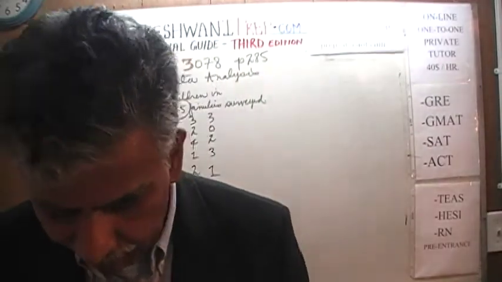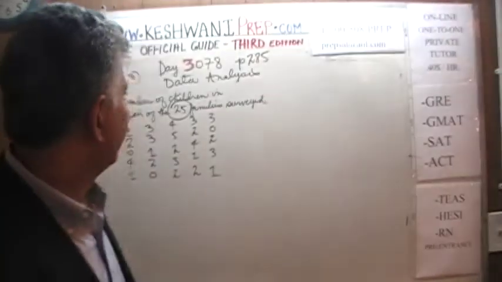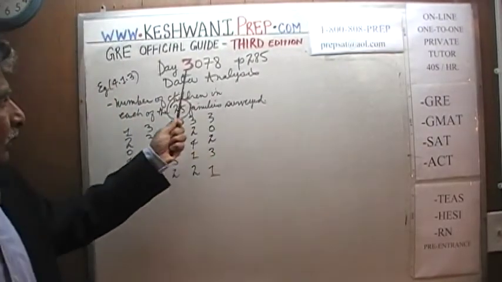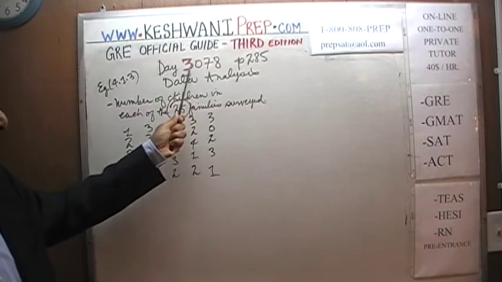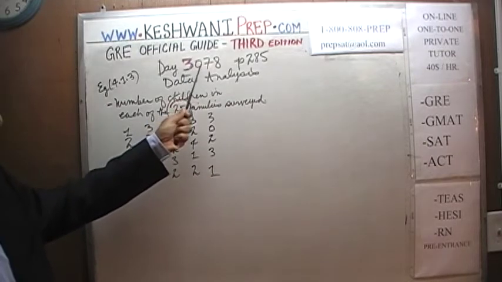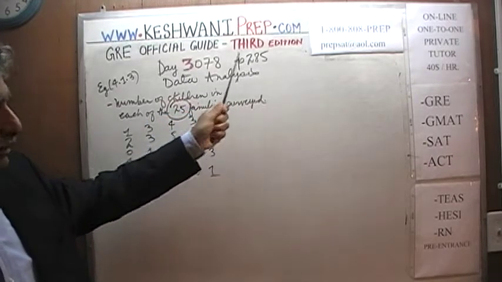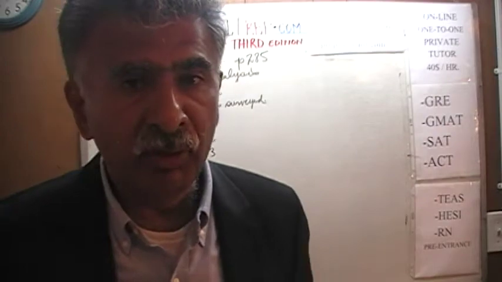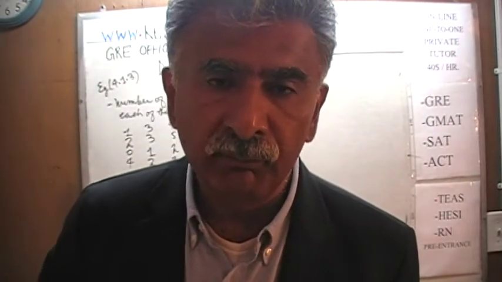Today is our lesson number 78. Day 3078, the 3 is to indicate that we are in the third edition, day 78. We are on page number 285, and today we'll begin the topic of data analysis. Turn to page 285 in your book, make sure the book is in front of you.